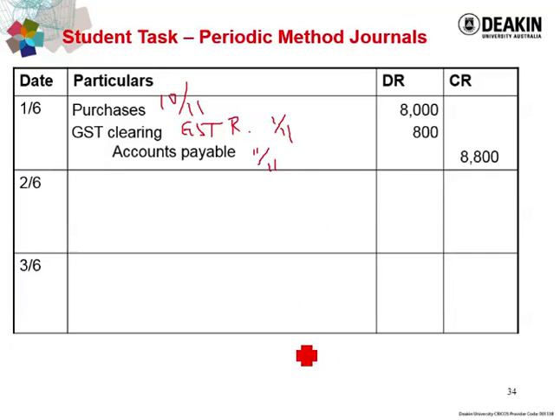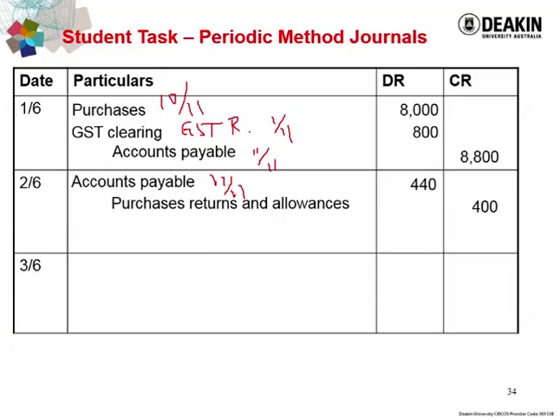Then on 2nd June, we return $440 GST inclusive of inventory bought on credit. So we debit accounts payable, GST inclusive amount, 11 over 11. 11 over 11 is 440. And we credit purchase returns and allowances 400. This is net of GST. And we will credit GST clearing because we actually reduce GST receivable or GST recoverable, 1 over 11, $40.